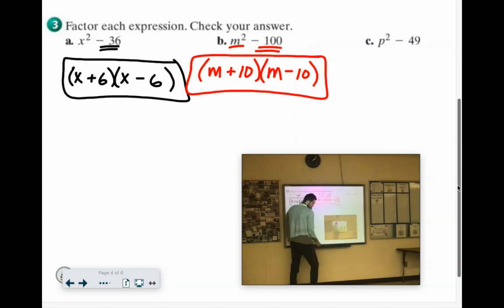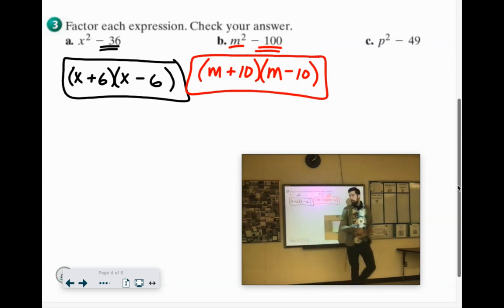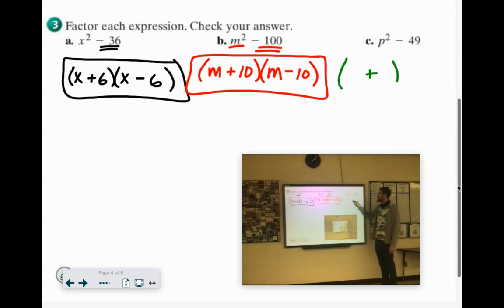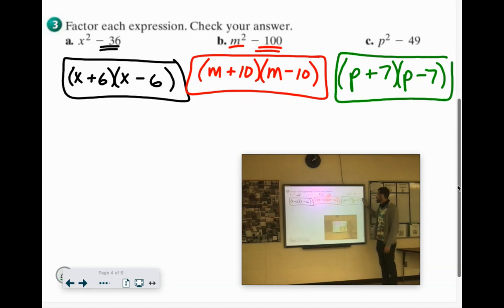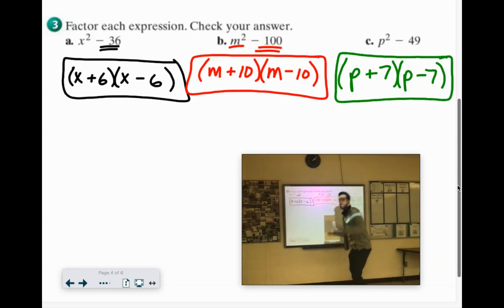All right, last one. p squared minus 49. Square root of p squared is p. Square root of 49, 7. p plus 7 times p minus 7. It is so much fun. Yeah!